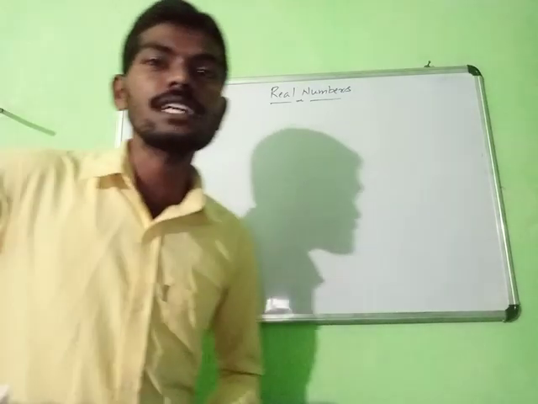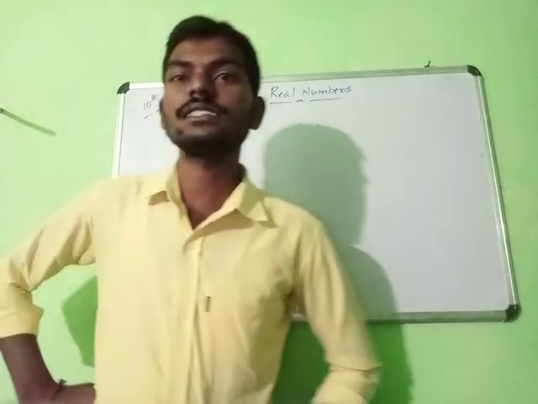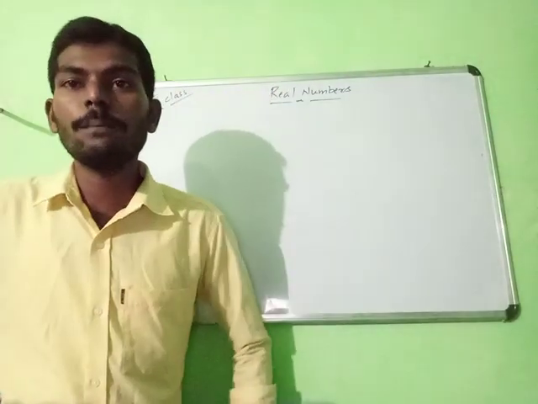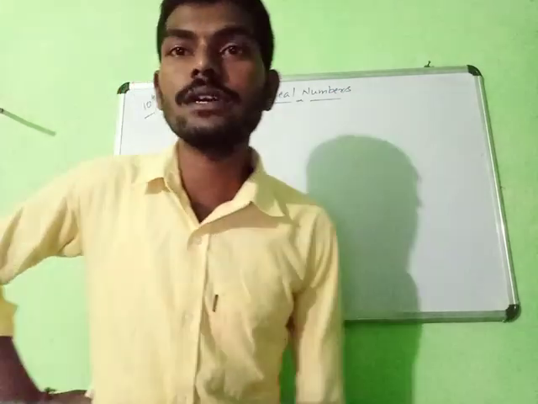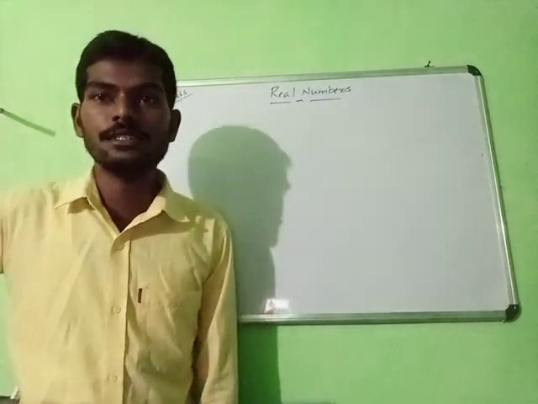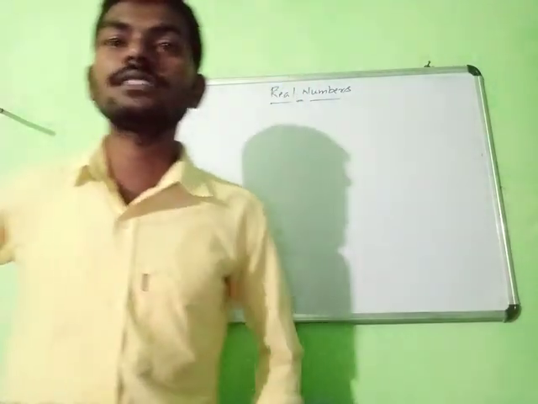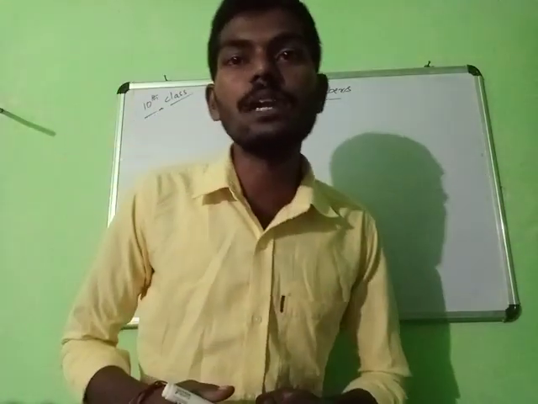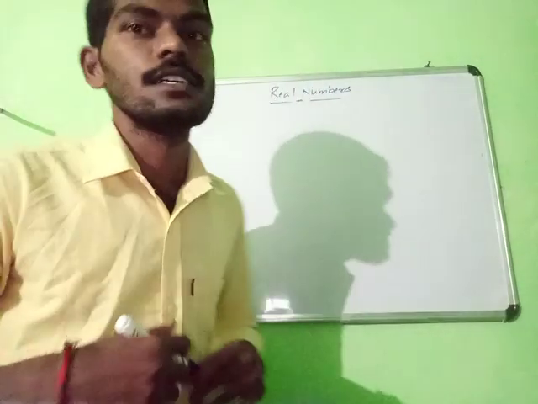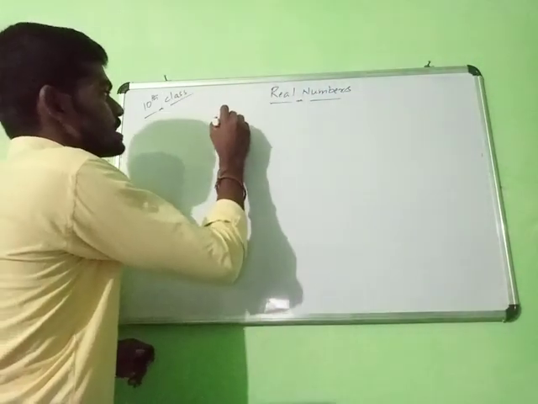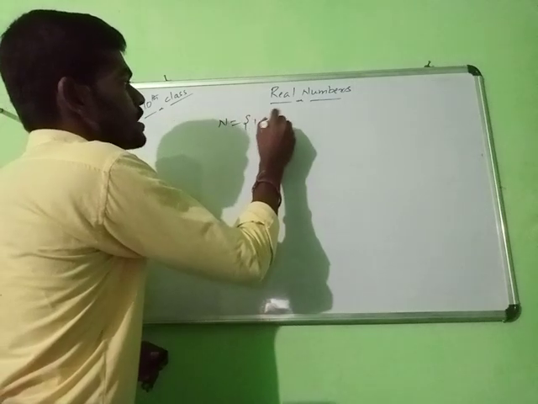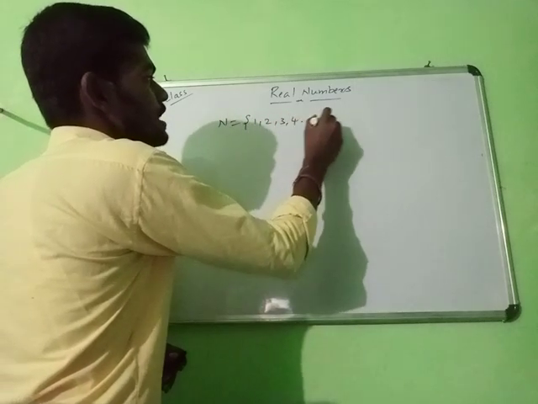Now first one, what are natural numbers? The numbers which are used for counting purposes are called natural numbers. It is denoted by the capital letter N. So capital N is equal to the set of 1, 2, 3, 4 and so on.